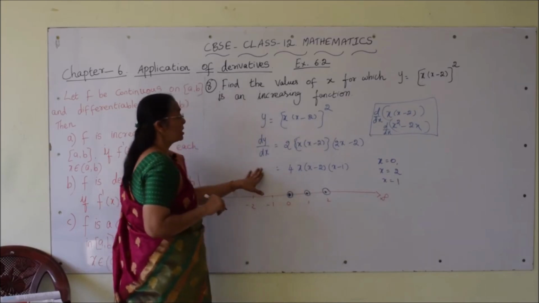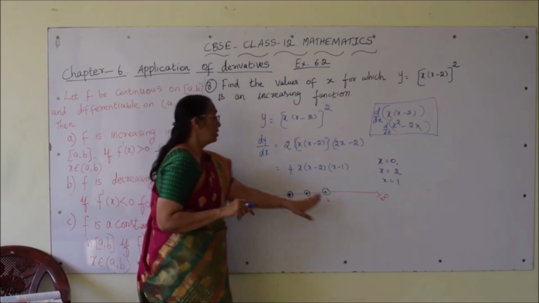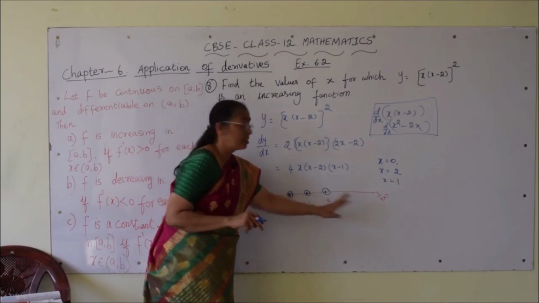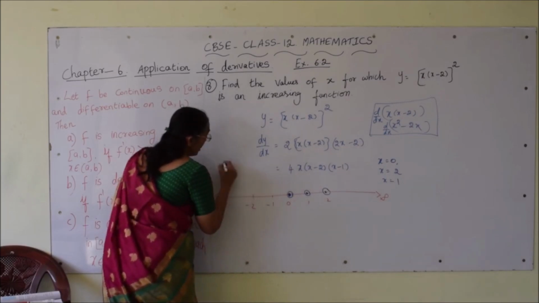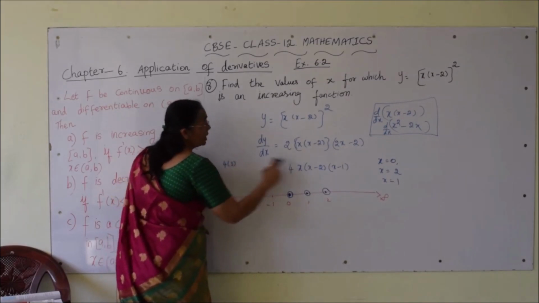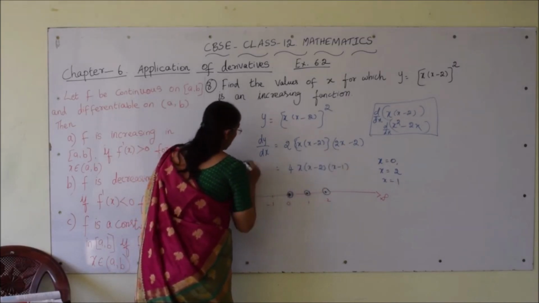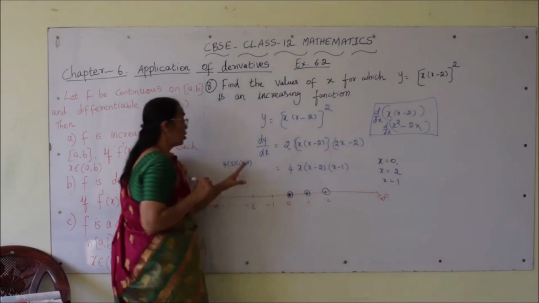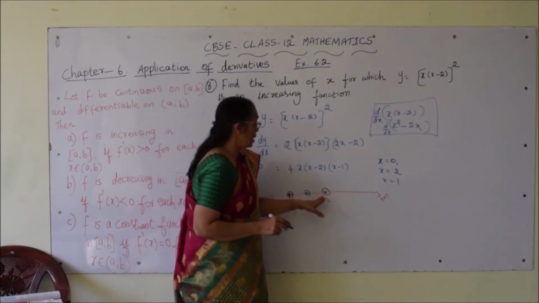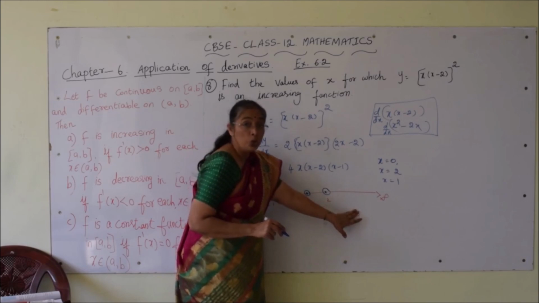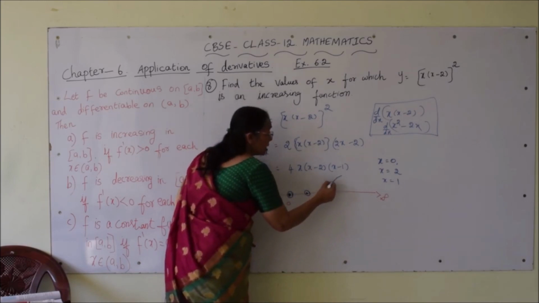Okay. Now, this is our dy by dx. Let us check one point. Let us take one value greater than 2. We will take 3. So, what happens when we substitute 3 here, we will see. So, when you substitute 3, 4 into 3, here 3 minus 2 is 1 positive, 3 minus 1 is 2 positive. So, this is positive, greater than 0. So, for all the x values which are greater than 2, the function is increasing. So, here it is increasing in this interval.